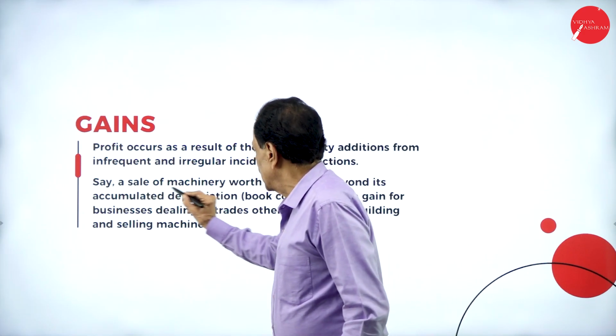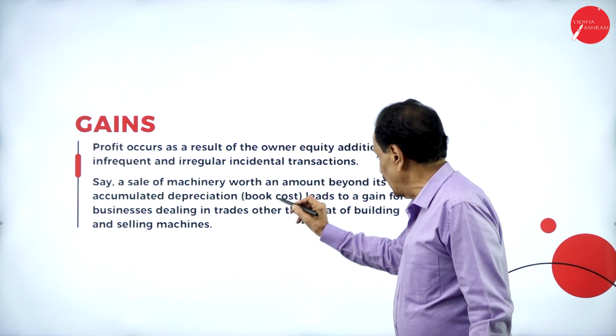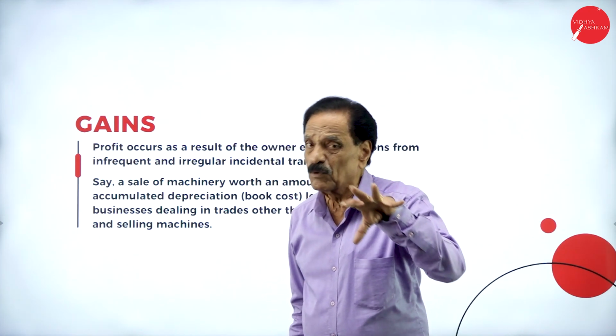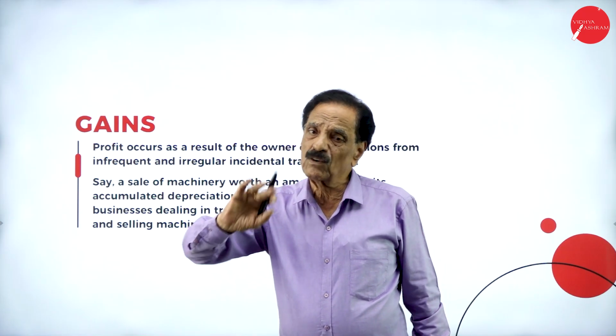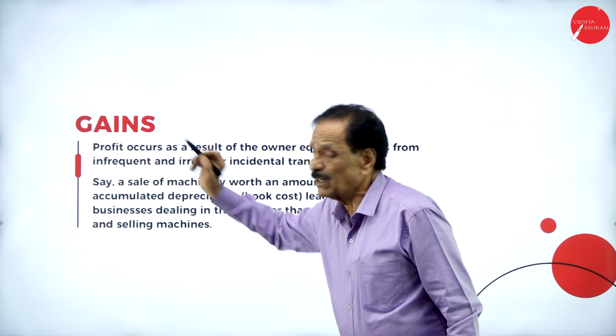Here, say a sale of machinery. Machinery has been sold. The book cost means whatever cost is available in the balance sheet, which is called the book value. The cost may be 10,000. It is sold for 12,000 at a profit of 2,000. That's called the gain.